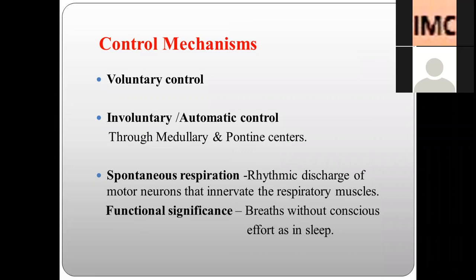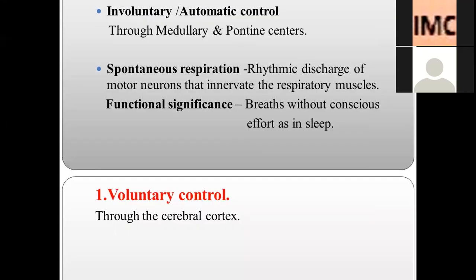So mostly the control mechanism is voluntary control, involuntary control, and there is a spontaneous respiration. It is said that the respiratory system is the only system in our body which has dual control. It has an involuntary control also, and it has a voluntary control also. So these are the control mechanisms. You can control your respiration voluntarily. You can control automatic, or there is a spontaneous respiration. So one by one we are going to see this.